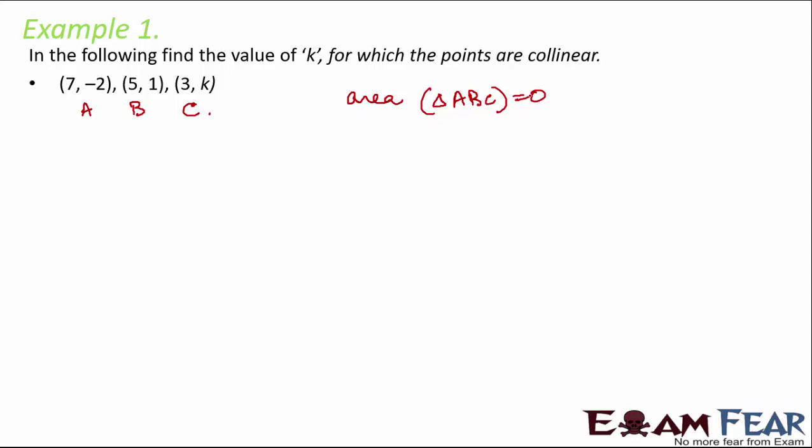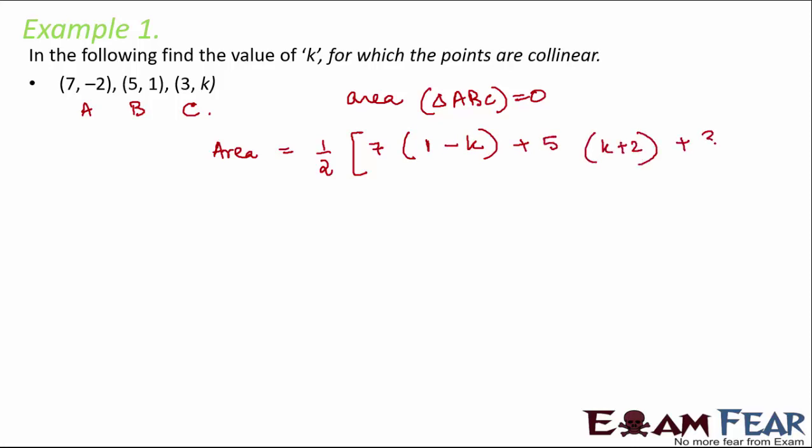So how do we find the area of a triangle? Just now we saw the formula. We use the formula of area, which is half times x1(y3 minus y2) plus 5(k plus 2) plus 3(minus 2 minus 1). We put all the values in the formula for area, and then we get minus k plus 4. That's the area we get. But what we want is that the area of the triangle should be equal to 0. So that means the value of k should be equal to 4.